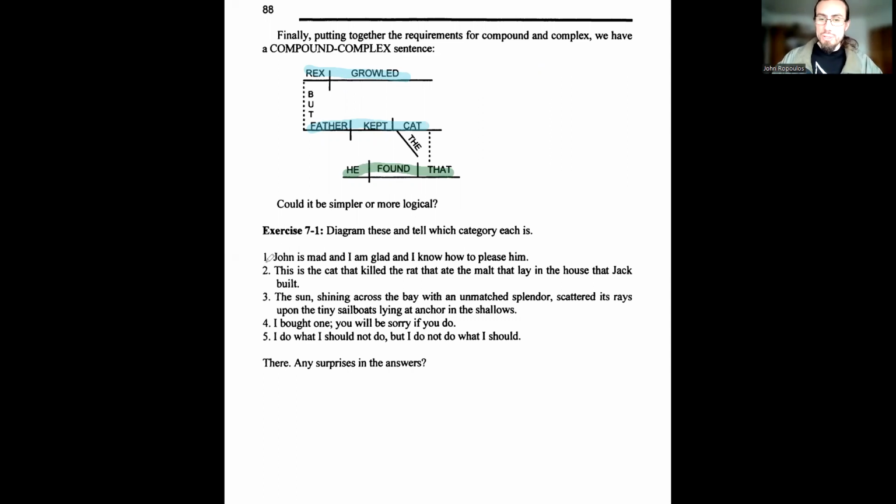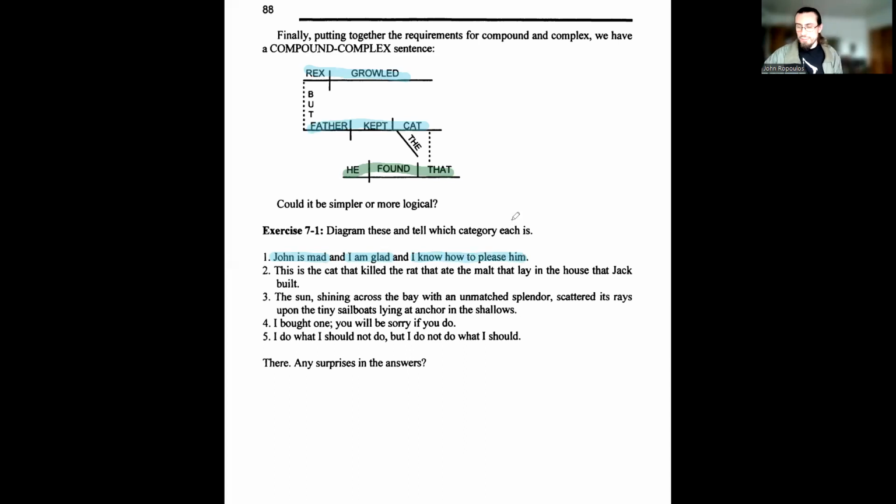So look at number one. John is mad, and I am glad, and I know how to please him. So technically you don't need commas here because you have a subject and a predicate, subject and a predicate, subject and a predicate, okay? Different rules for comma. So for here, you can, and all of the conjunctions as well. So we have how many independent clauses? John is mad, I am glad, I know how to please him.